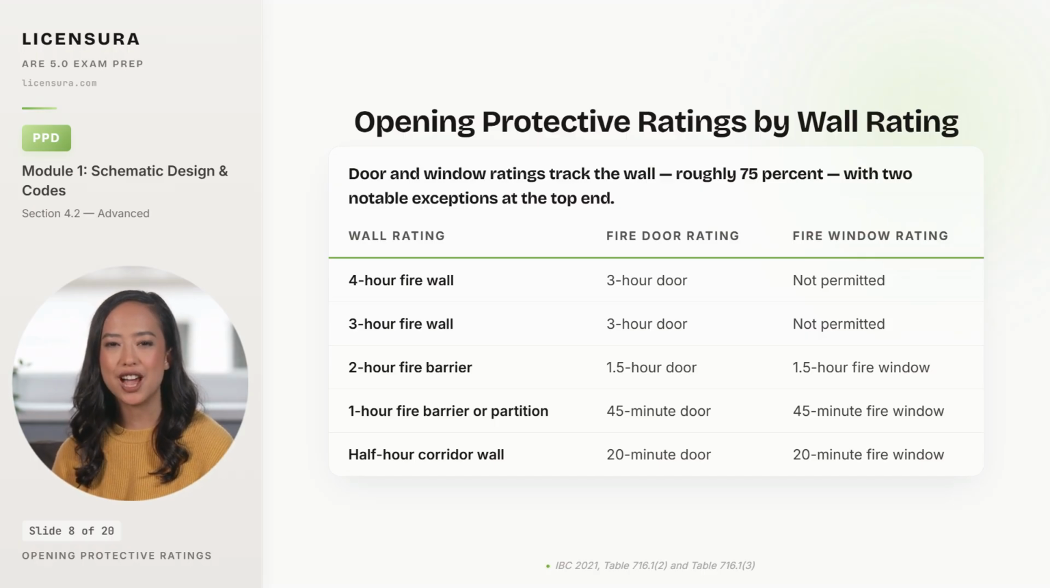Doors and windows are not the only openings. Ducts get their own damper rules, and the rules turn on which barrier the duct crosses.